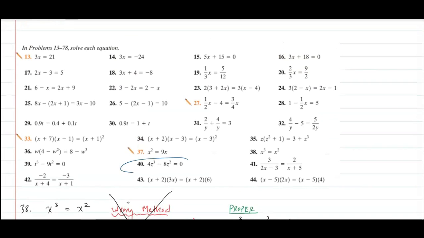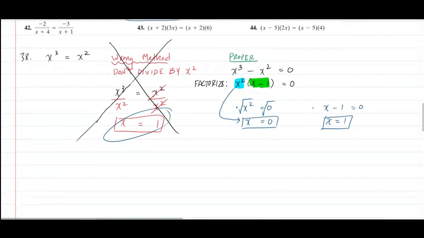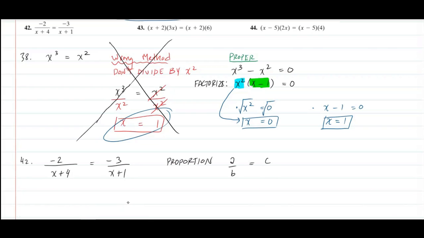Number 40 is really much in the same light, so I'm not really going to go over it. However, I will do number 42. It's a very important question. In number 42, it says that you've got negative 2 over x plus 4, and it's equal to negative 3 over x plus 1. So whenever you have a proportion, all right, this is called a proportion. Whenever you have a proportion, if you don't know what a proportion is, it's basically a fraction on one side and a fraction on the other side. The best way to solve proportions is to actually just cross multiply, all right?